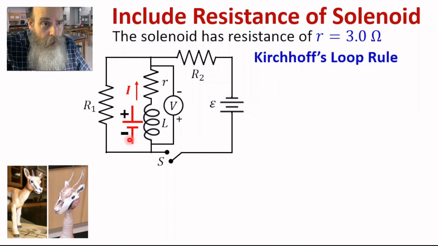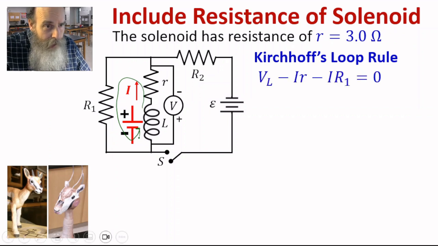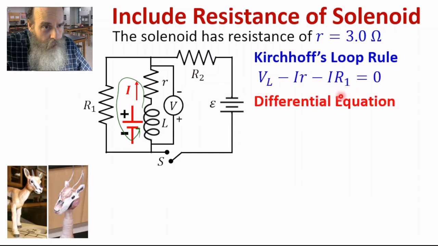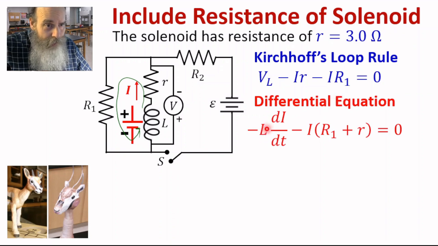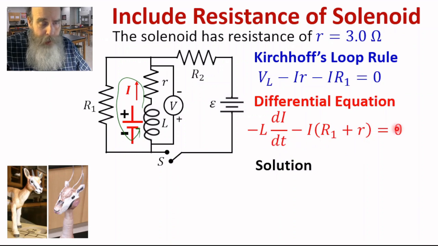Let's do Kirchhoff's loop rule. Let's go around like this, starting at the inductor. VL minus I small r, so that's the voltage drop across this resistor small r, minus I R1 equals 0. Then we get our differential equation: negative L di/dt minus I (R1 plus r) equals 0. This is the same as the differential equation we had before, except R1 has been replaced by R1 plus r. So the solution is I equals I0 times e to the negative (R1 plus r) over L times t.